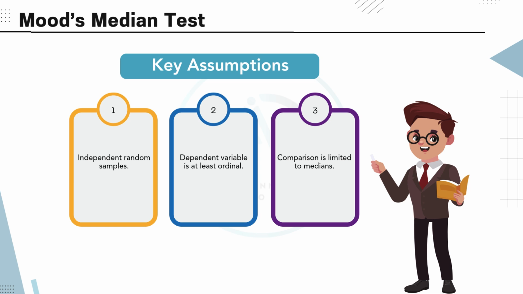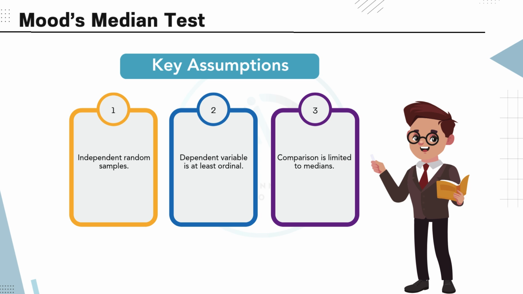One. Independent random samples. The test assumes that the groups being compared are independent of each other. This means that the values in one group do not influence or depend on the values in another. Second, the dependent variable is at least ordinal. Mood's median test requires the dependent variable to be measured on at least an ordinal scale. So even if we cannot assume the data is continuous, we need to be able to rank it.